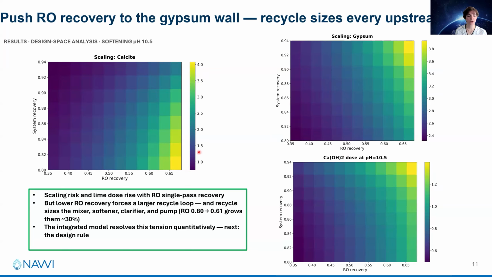So we have seen scaling risk and lime dose rise with RO single pass recovery. But is the answer then to reduce RO single pass recovery and increase the recycle loop volume? No. Lowering the RO recovery forces a larger recycle loop, meaning the volume of that recycle loop increases. Increasing that volume will increase the size of the mixer, softener, clarifier, pump, everything upstream of that unit. We have seen in our analysis that, for example, reducing the reverse osmosis recovery from 80% to 60% grows the system size by 30%. So the answer is in the next slide.